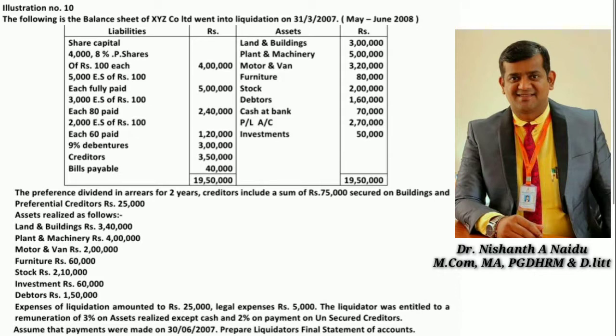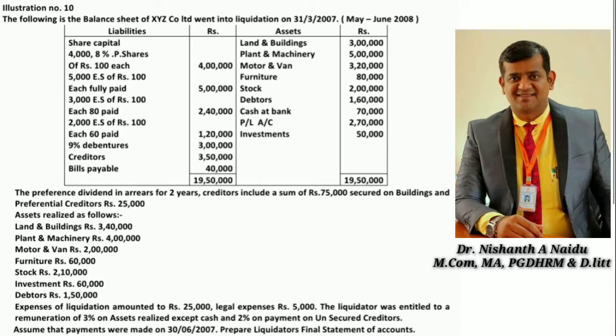So after that, assets realized as follows. The realized value of assets has been given: land and building rupees 3,40,000, then plant and machinery rupees 4 lakh, then motor van rupees 2 lakh, then furniture rupees 60,000, then stock rupees 2,10,000, and investment rupees 60,000, and debtors rupees 1,50,000. So these are the total realized values of assets, which we are supposed to consider in the debit side of the liquidator's final statement of account.